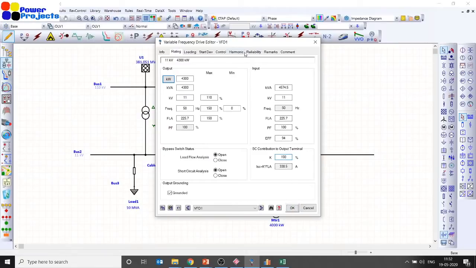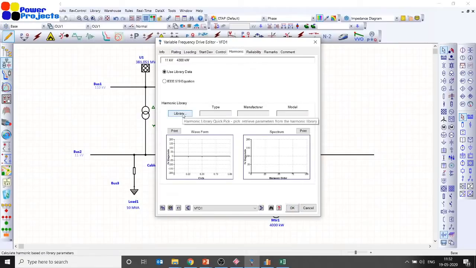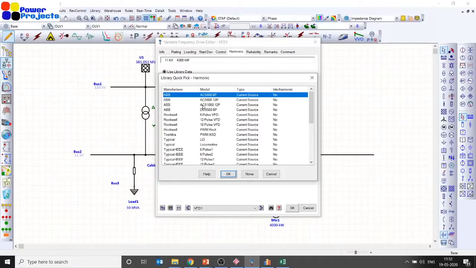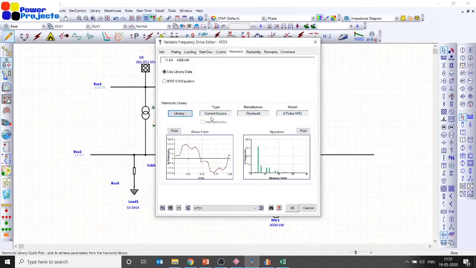Now if you look at the harmonics, obviously it is a variable frequency drive. I am trying to model an ABB ACS 600 or Rockwell 6 pulse VFD. These are variable frequency drives modeled as per the manufacturers. And if you have some other variable frequency drive which is not available in ETAP, you can develop your own library, and you can even write IEEE 519 equations to find out the harmonic levels, right? And if you want to include interharmonics, you can include them.